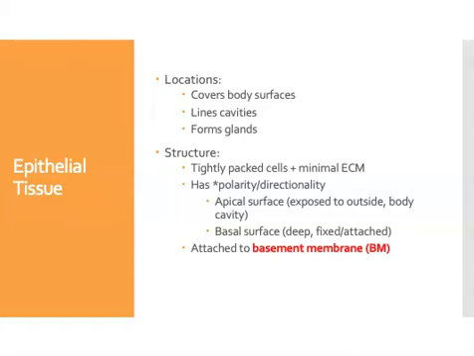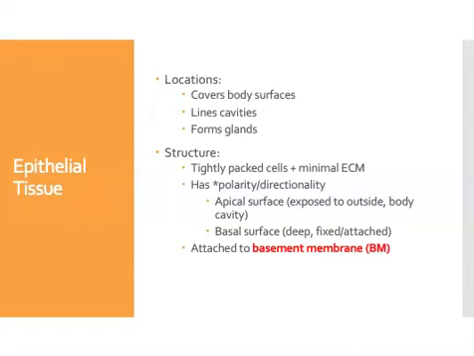Epithelial tissue is found in several different locations throughout the human body. It's the type of tissue that covers our body surfaces, in other words, our skin. It's the tissue that lines the hollow cavities inside of our body, so the lungs and the stomach and the intestine, the bladder, the uterus, and so on. And finally, it's epithelial tissue that forms the glands that are found in our body.